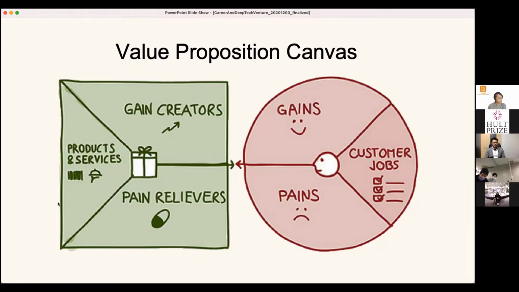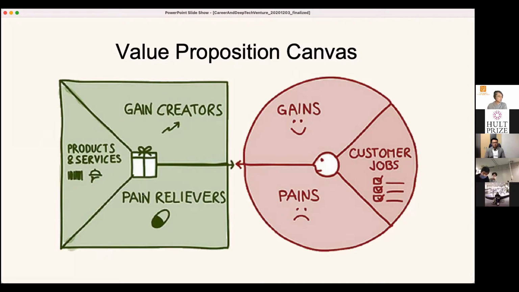And the left-hand side is your side, the service provider side. And the products and services, this is simple. So maybe your smartphone app or your service business you're planning, or your new product with your innovation or something like that. So this is your business. And just break it down into gain creators and pain relievers. How your product will create gains for your customer, or how your product will relieve the customer's pain that they have or something like that.